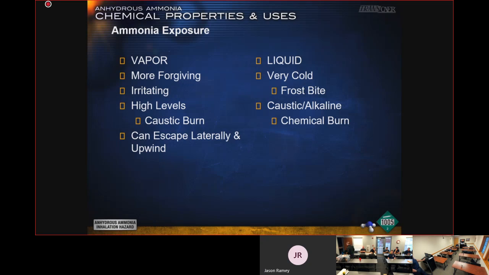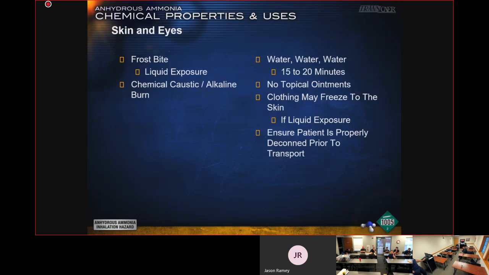On liquid, it's very cold. It can cause frostbite, caustic and alkaline chemical burns. It can actually freeze your clothing, things like that if you get in touch with it, including your fire gear. Okay. So skin and eyes, you got frostbite. For liquid exposure, chemical burns, if we do get it on us or a victim, right?